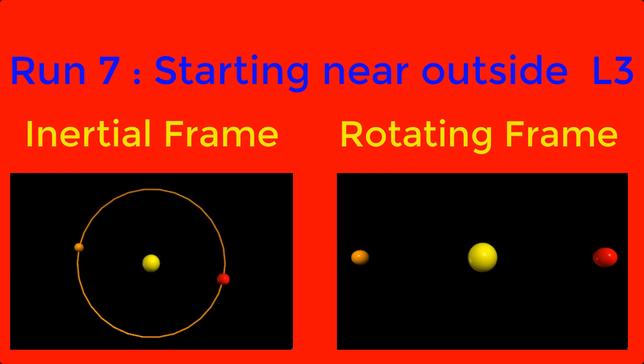Starting from L3, you can see the frame is rotating quite quickly here, and it looks like the two objects remain on opposite sides of the star in yellow. The massless object in orange seems to be opposite the red one, but eventually it will start to move. And once that happens, it's going to start moving around a circular orbit there.